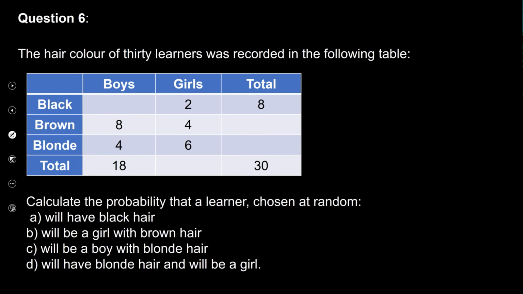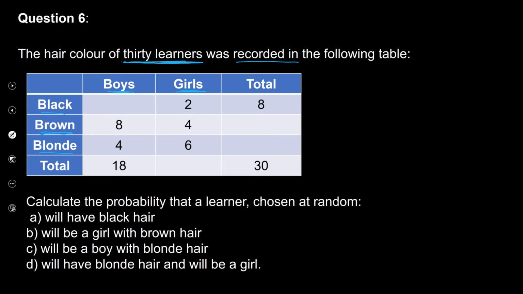So this is question 6. The hair color of 30 learners. Now, very important, we're talking about the hair color of 30 learners recorded on the table. If you look at our table, we can see that the hair color here we have black, brown, and blonde, okay? Can you see that? And we can see from our table we have boys and girls. So we have boys and girls and different hair color, which is black, brown, and blonde.